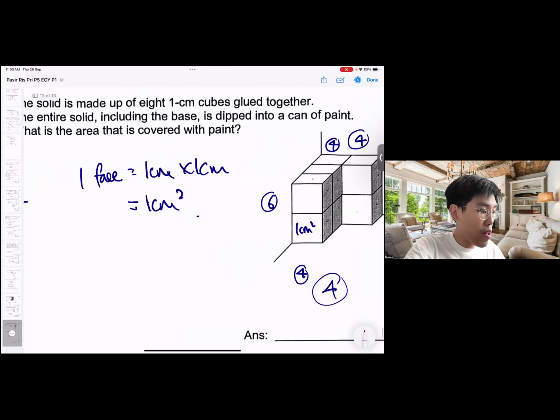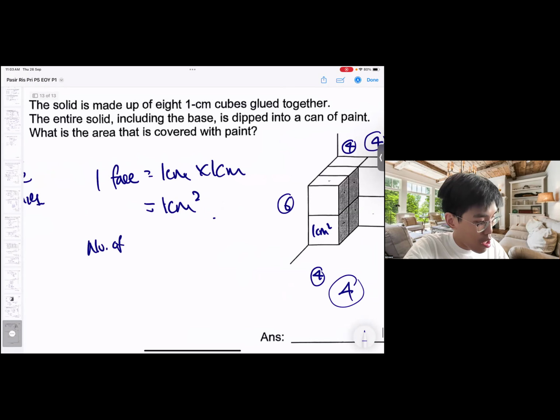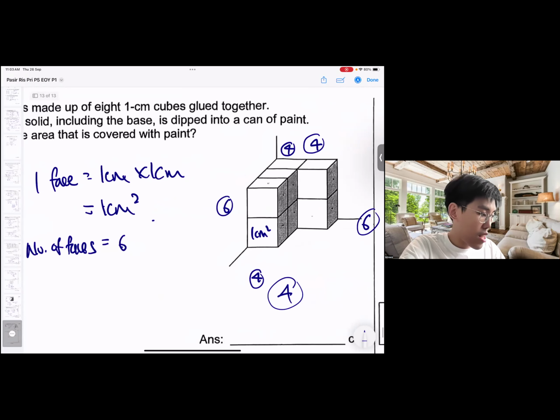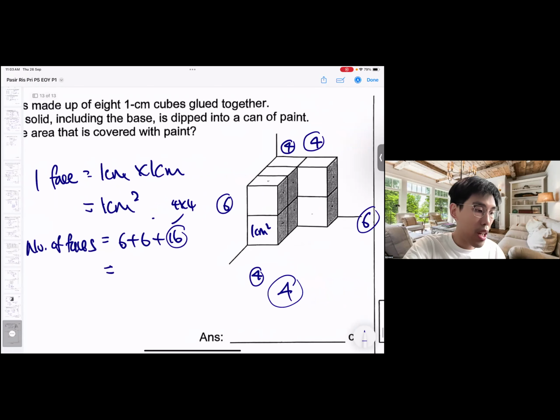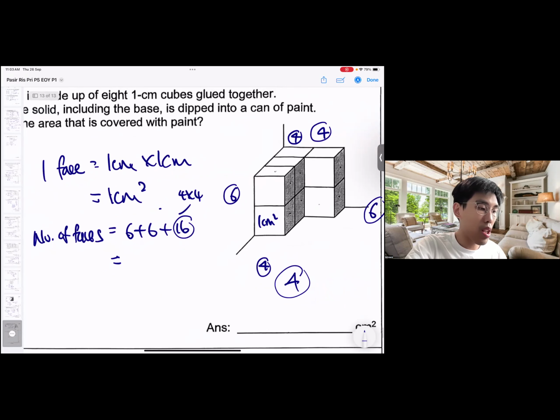So the number of faces will be 6 plus 6 plus 16, because this 16 comes from 4 fours. Okay, so along the way, you can actually do some calculations on your own already. Okay, so the answer will be 28 faces.